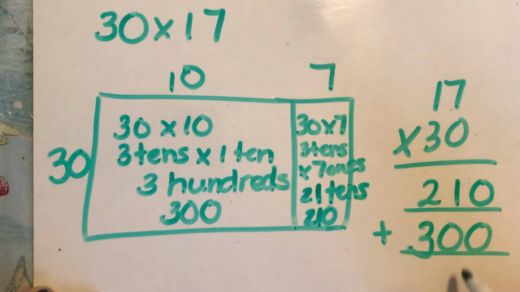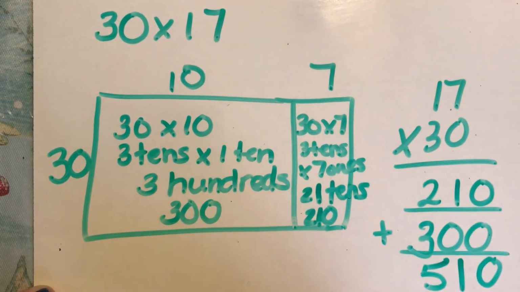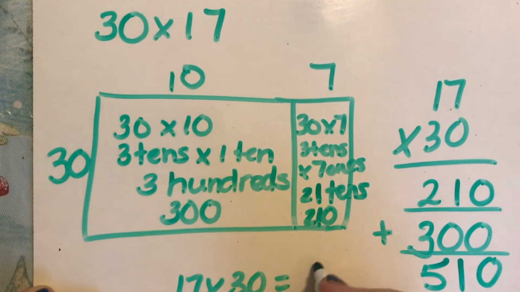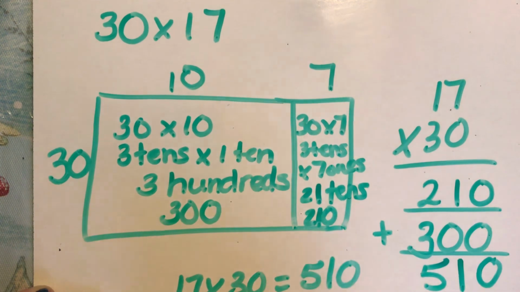Those are our partial products, and we add them together. 0 plus 0 is 0. 1 plus 0 is 1. 2 plus 3 is 5. So we know that 17 times 30 equals 510. Our total area inside of those rectangles together is 510.